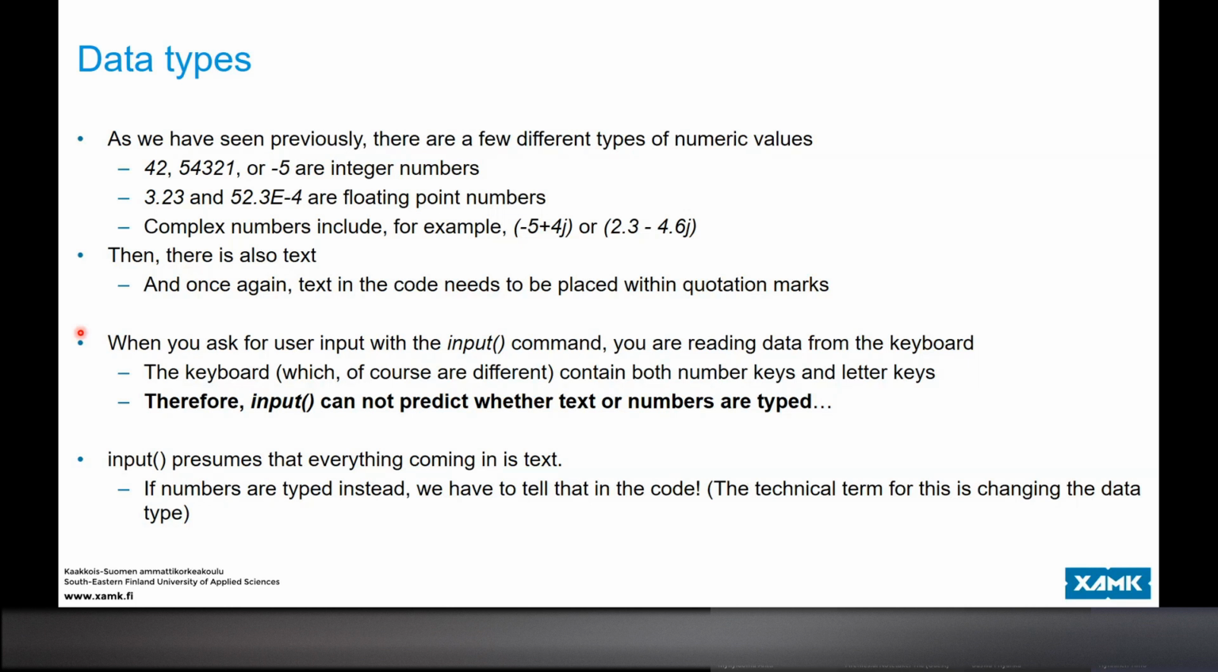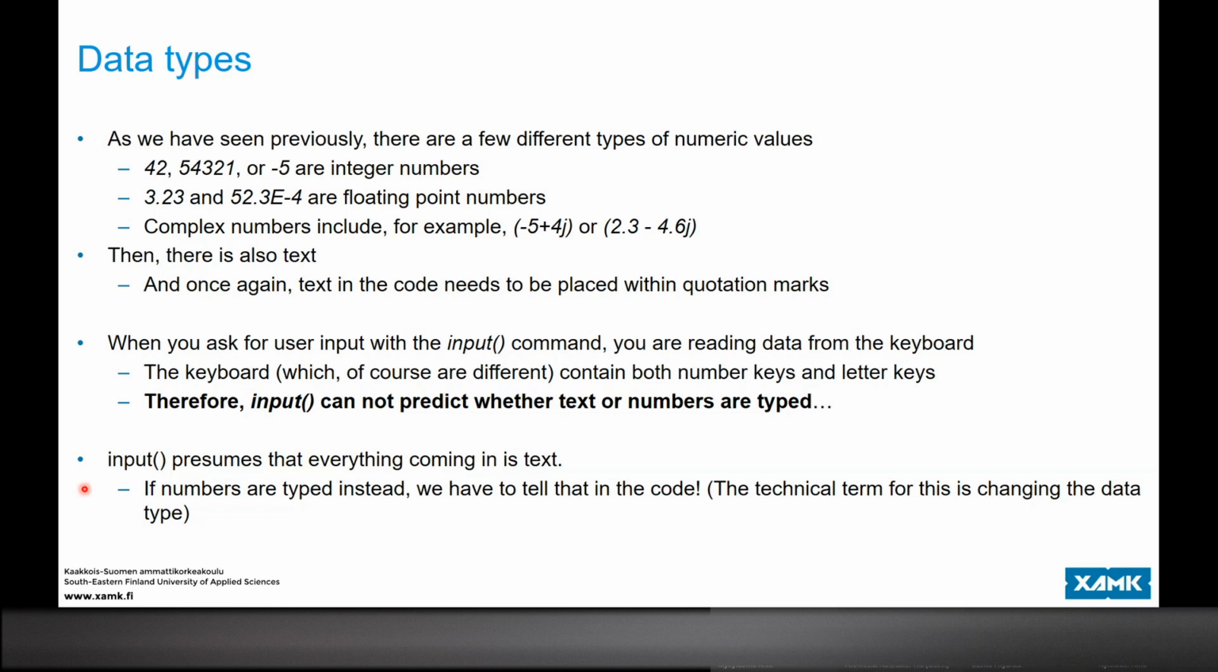I think it's lesson 10 or lesson 11 even, how to recover from unexpected user behavior or unexpected program behavior even. Well, anyway, the point of all this, input doesn't hold any magic abilities to predict whether there was text or numbers typed in on the keyboard. So it just presumes that everything that is coming in is text. And if we have numbers typed in instead, then we have to make adjustments in our code, and the technical term for that is, of course, changing the data type.